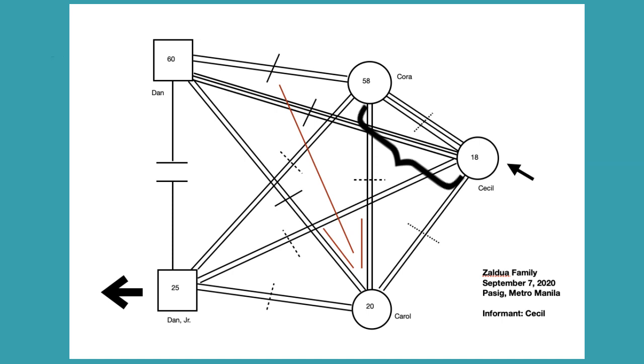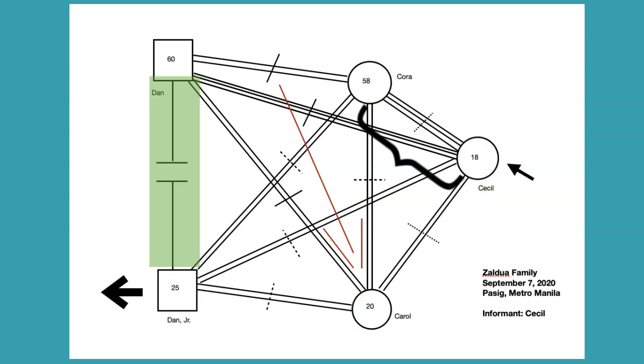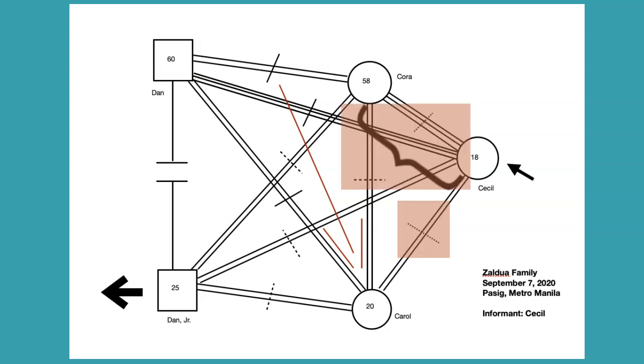This is an example of a family map. Family members are identified along with the index patient. The processes are reflected by lines connecting the family members. These processes are not only between the index patient and the family members but also between each family member. The structure of the family, such as boundaries, alliances and coalitions, are indicated as well.